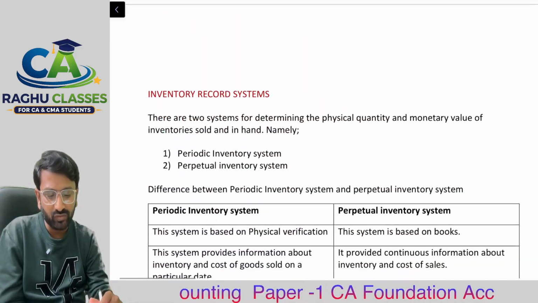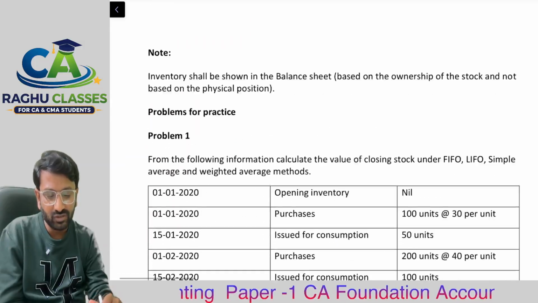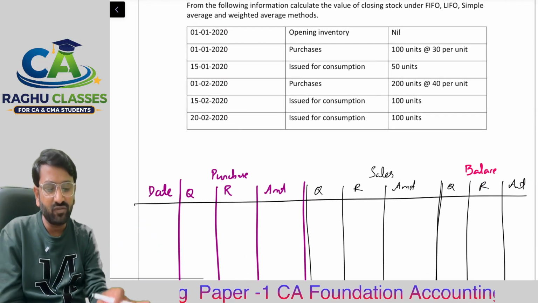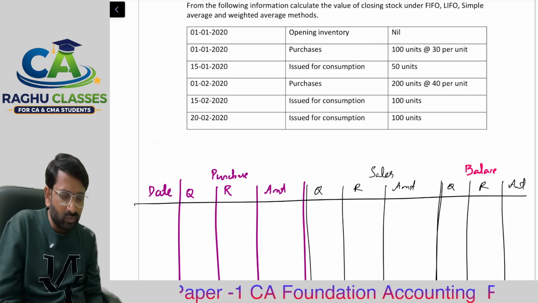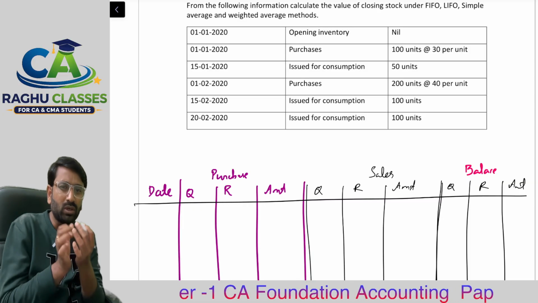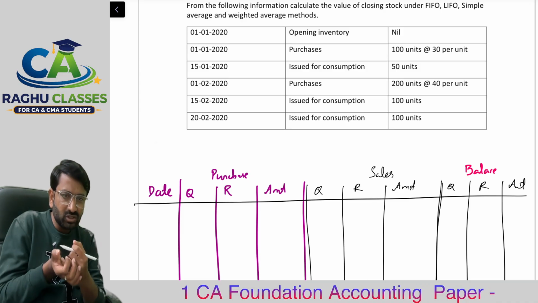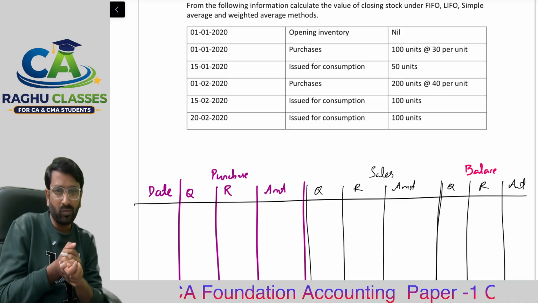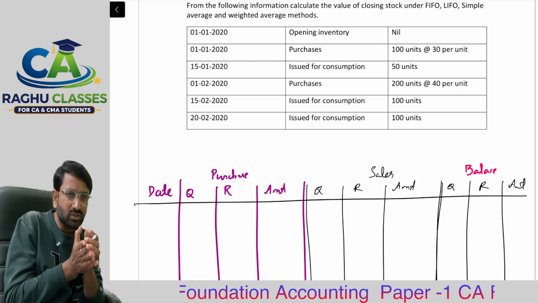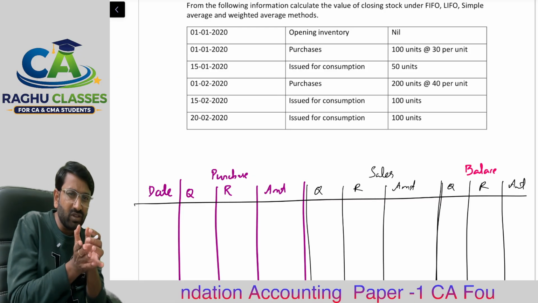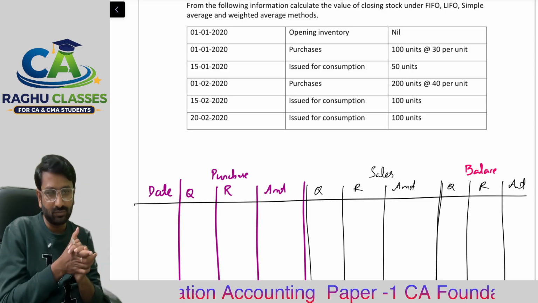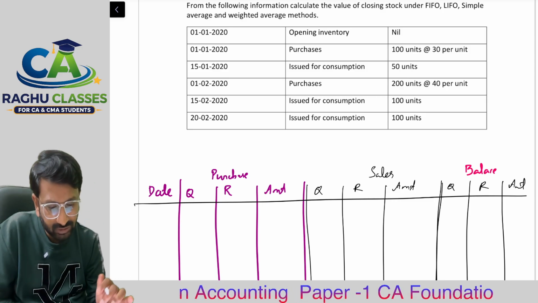Now let us move on to the first one, the first in, first out method. In the first in, first out method, what is the assumption? Whatever is purchased first will be sold first, which means the closing stock is normally a part of the latest items that you have bought. Correct? So let us take up this question.